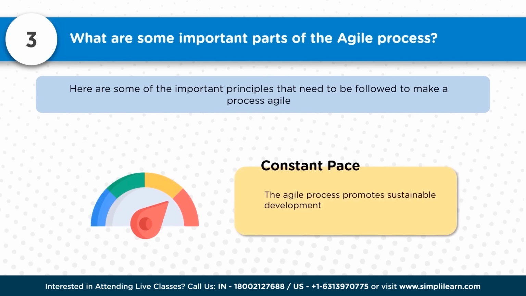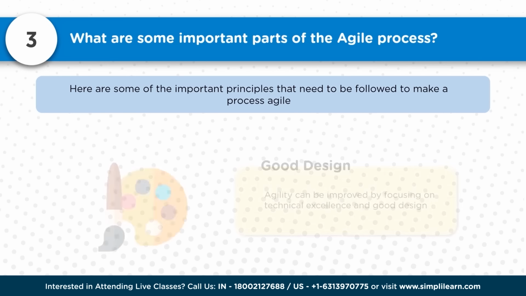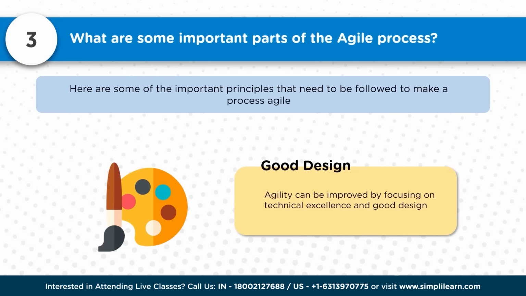Constant pace: the agile process promotes sustainable development, because all the products which are being developed, used, and feedback obtained are in real time. People actually know what is being produced and what they can expect as it progresses. So clarity is also one of the things, and that pace has to be maintained, and agile approaches help to accomplish it. Good design: agility can be improved by focusing on technical excellence and good design. As you progress, as the changes come in, as you adapt and adopt, since it has flexibility, technically as well as process-wise and configuration-wise, it is easy to make the necessary changes and have the design which is required to accomplish the ultimate results.